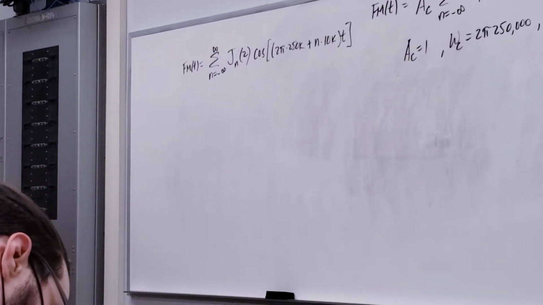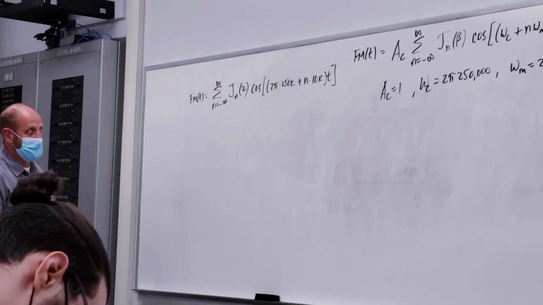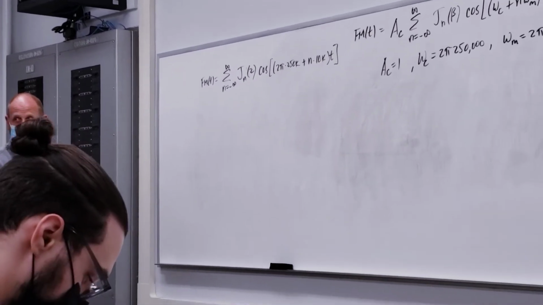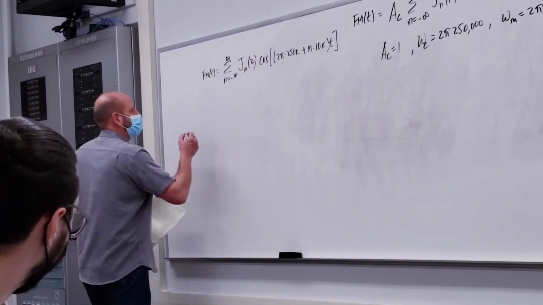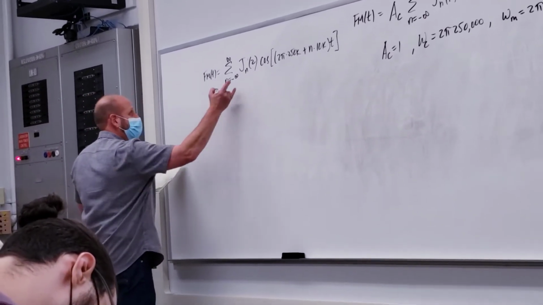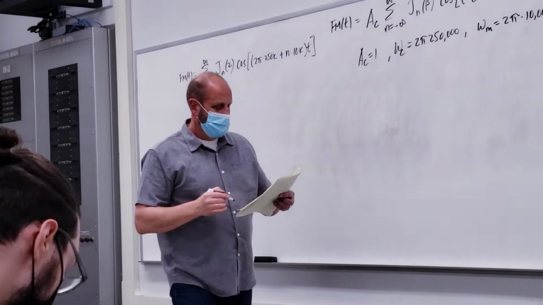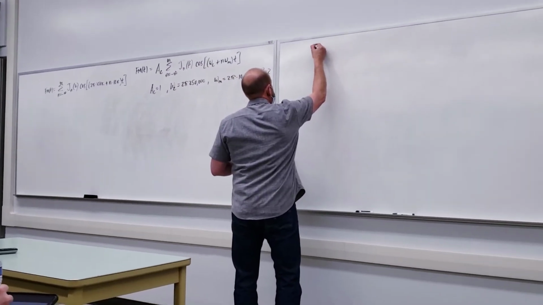Let's start with the n equals 0 term. We're after the spectrum of this thing. If we've got a bunch of sinusoids, you can see why the spectrum is a bunch of spikes. All right, if I say J0 of 2, by the way, probably now is a good time to talk about the Bessel function before I launch into that problem.